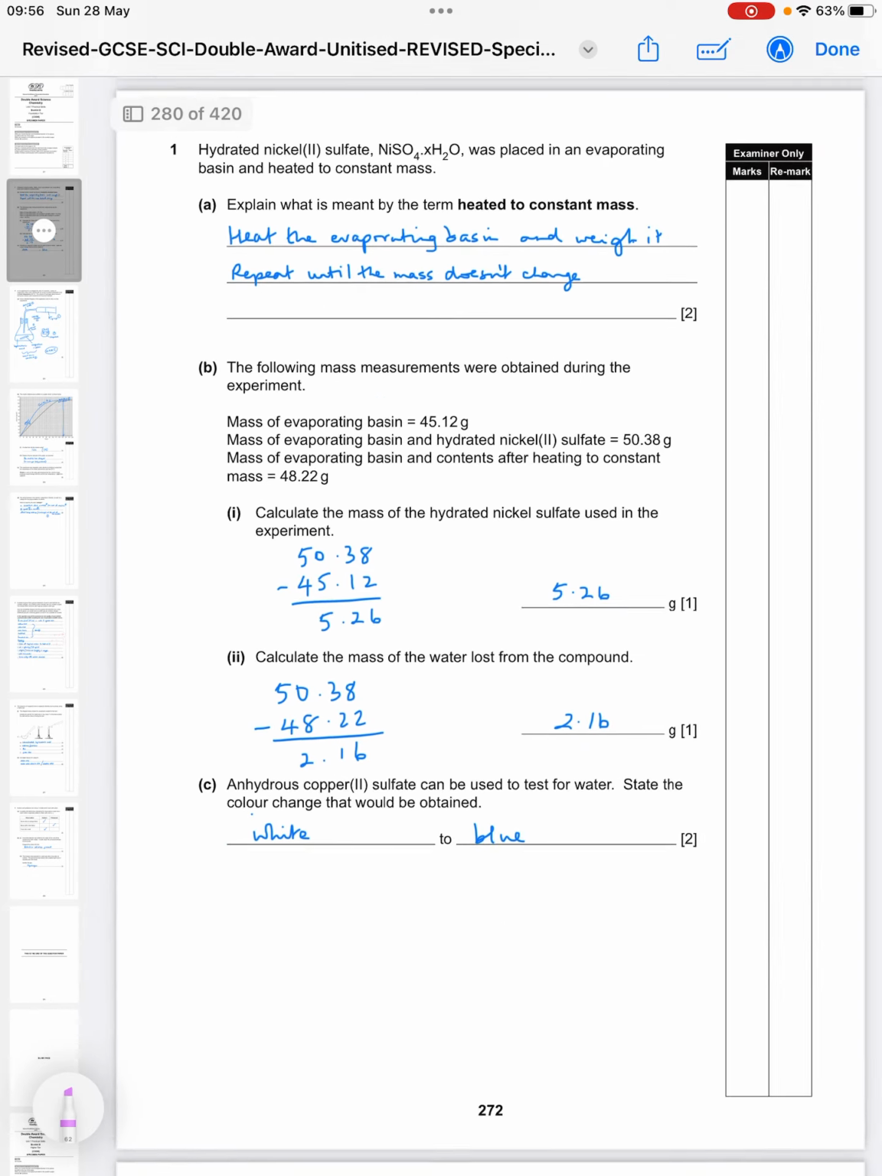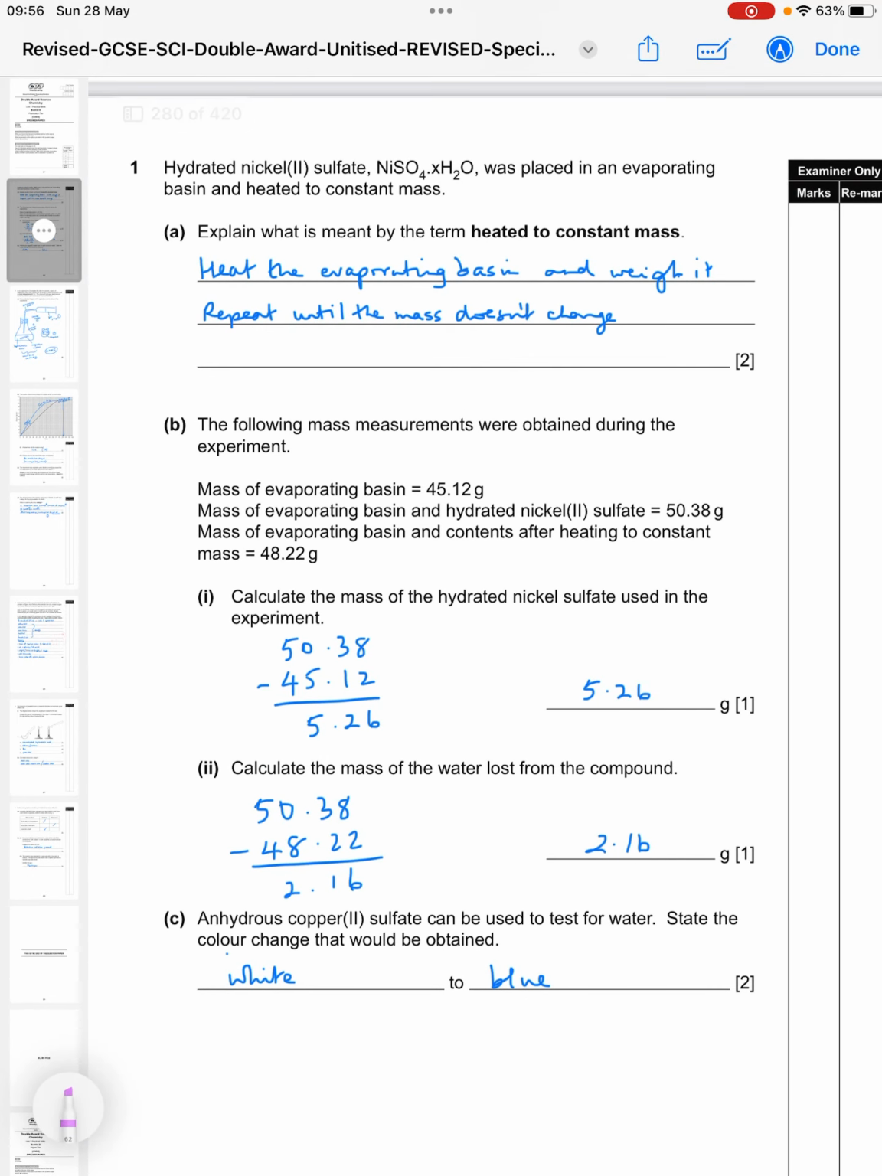So first question, hydrated nickel sulfate, NiSO4.xH2O, was placed in an evaporating basin and heated to a constant mass. Explain what's meant by the term heated to constant mass. So you're heating and weighing the evaporating basin until the mass doesn't change.